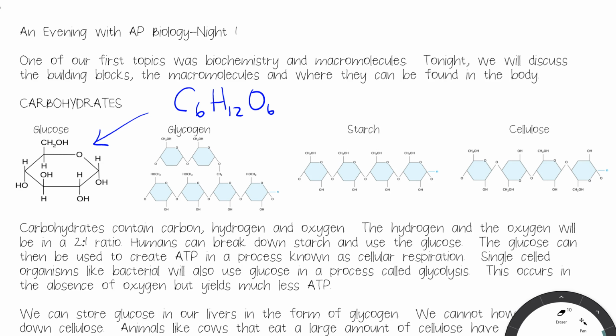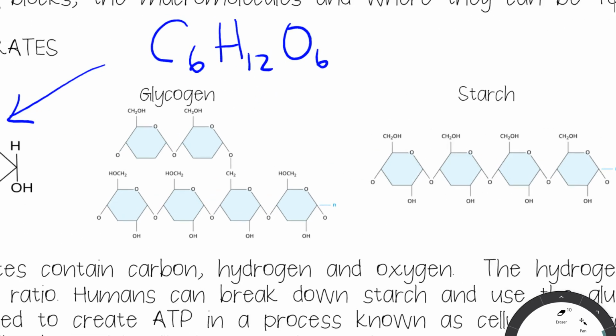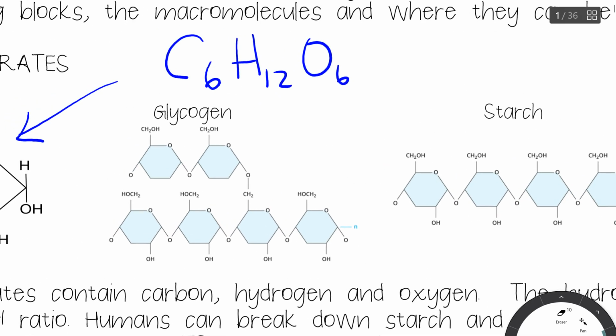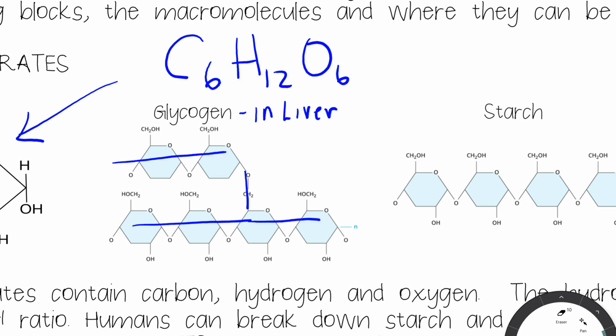Now, glucose can be put together in, shown here, three possible orientations. We can store our extra glucose in what is known as glycogen, and we are going to store that in our liver. And if you notice, it is sort of branched where it's bound right there, and we can store a lot. And when we need to increase our blood sugar, we break down glycogen in our liver.